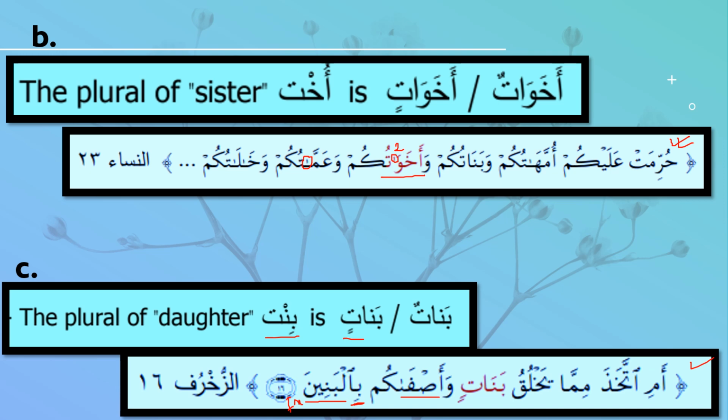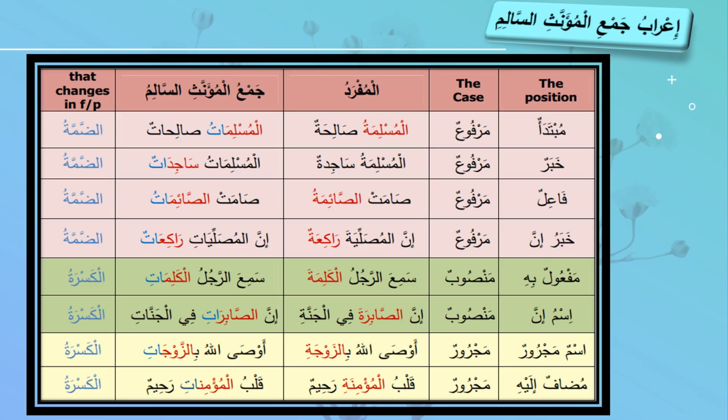Let's check another example. Here are a lot of examples, and you can see the Arab also. So all the sentences in pink are of marfu case. Then here it's for mansub, and the last one is for the majroor. So let's do one by one. This is marfu cases, and as you can see, all these positions are for marfu: mubtada, khabar, fa'il, khabar inna also. And then we have two cases in mansub, maf'ul bihi, ism inna case, and then two cases in majroor, that is ism majroor and mudaf ilayh.